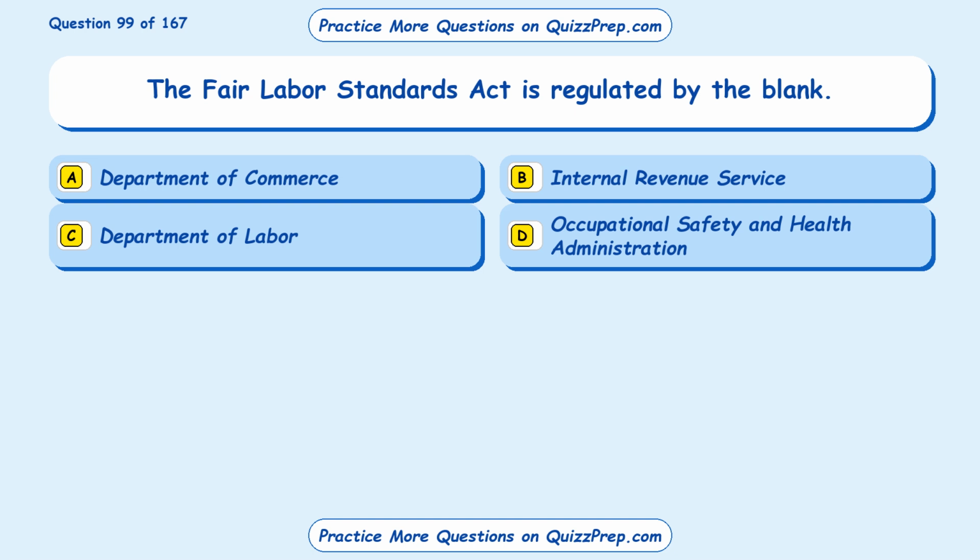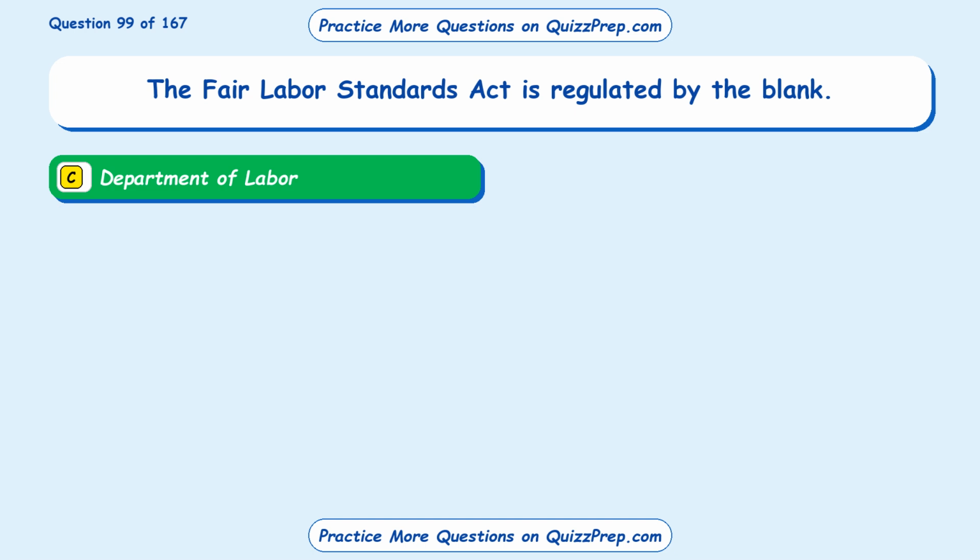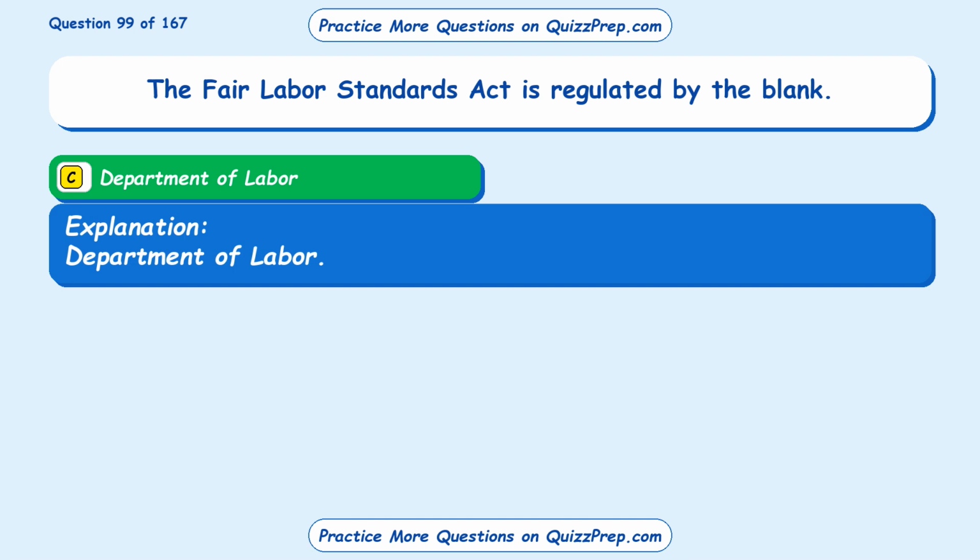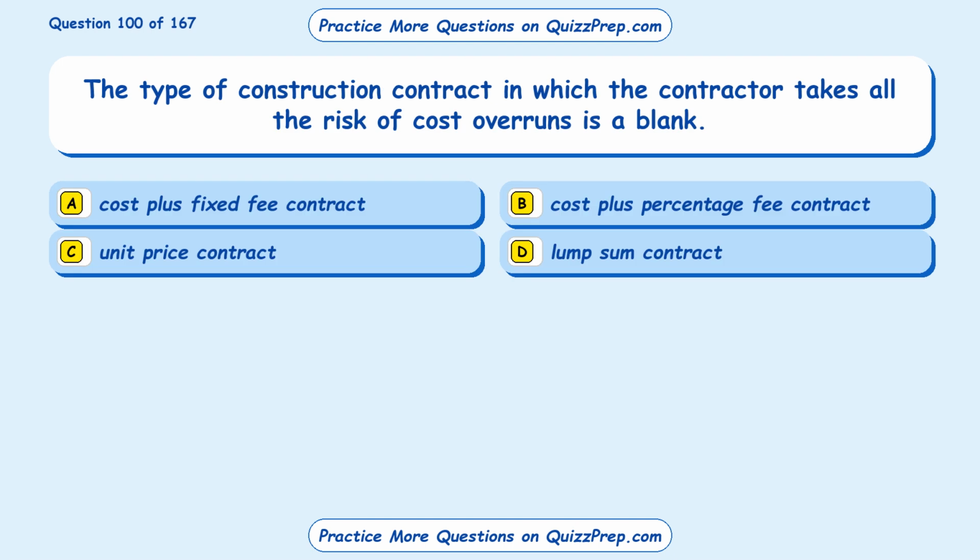Question 99. The Fair Labor Standards Act is regulated by the blank. Option A, Department of Commerce. Option B, Internal Revenue Service. Option C, Department of Labor. Option D, Occupational Safety and Health Administration. The correct answer is option C, Department of Labor. Department of Labor.